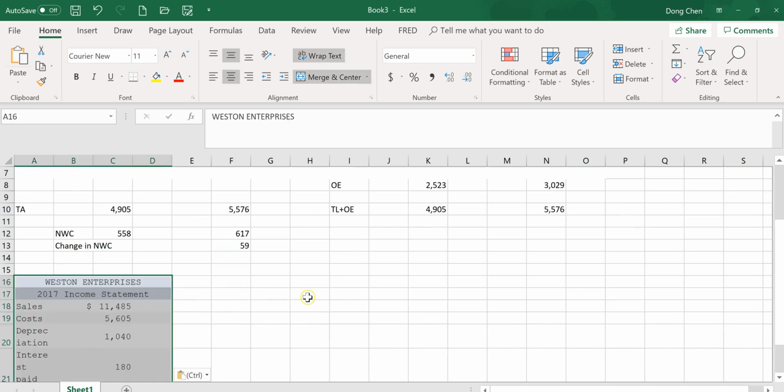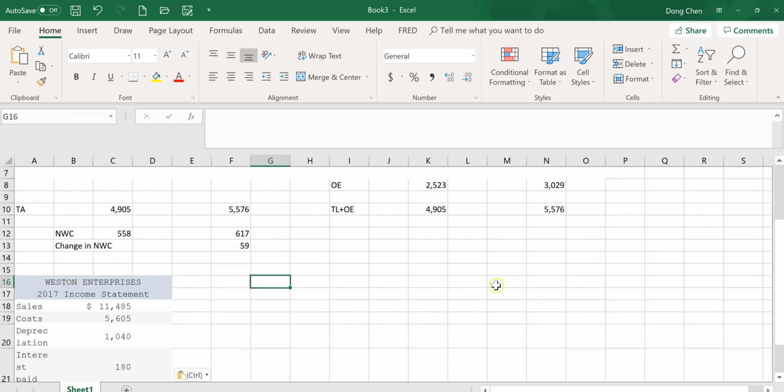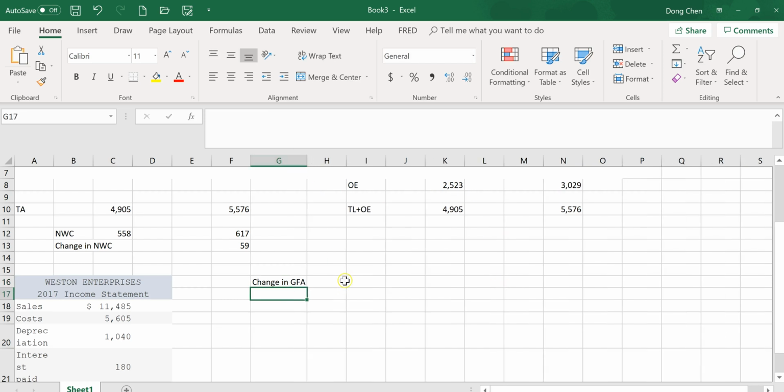Right, the income statement. We also copy this income statement here. So the change in gross fixed assets. Why do I care about the change in gross fixed assets? Because that tells me how much fixed assets the firm acquired in net over that period. The change in gross fixed assets for 2017 is simply how much fixed assets the firm acquired between 2016 and 2017. So that's why I care.